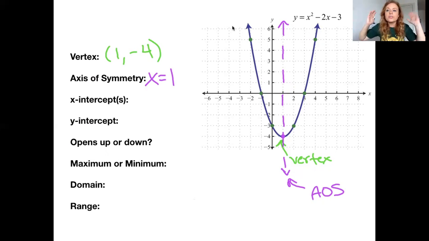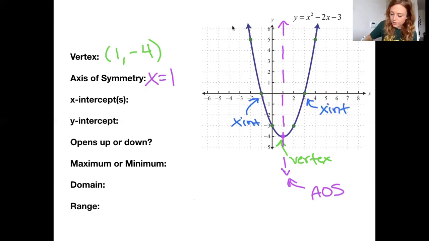X-intercepts, zeros, roots, solutions, all the same thing. So this time we have 2 of them, so we're gonna list both of them. Remember, we can have 2, 1, or none. So this time I have 1 right here, and I have 1 right here. So I have 2 x-intercepts.